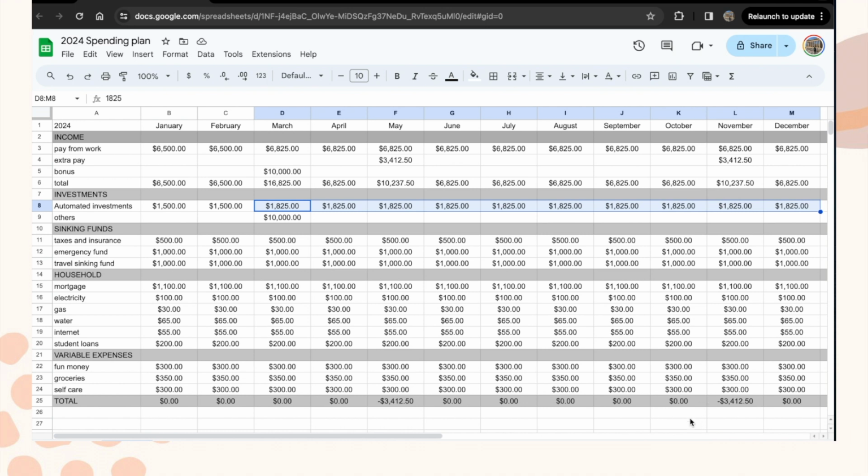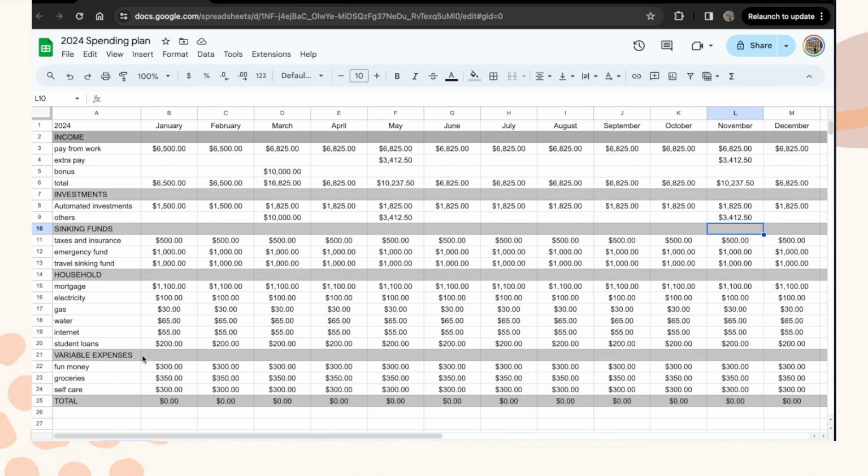You can see now that a lot of the months have now gone down to 0. With the exception of 2, May and November, when I will earn the extra paycheck. This will all go into investments, so I will add this here. And you can see now that every dollar is accounted for. All of the months are accounted for. You can see everything that you will be investing here in the investment. You can see everything that you're going to be adding into the sinking funds.